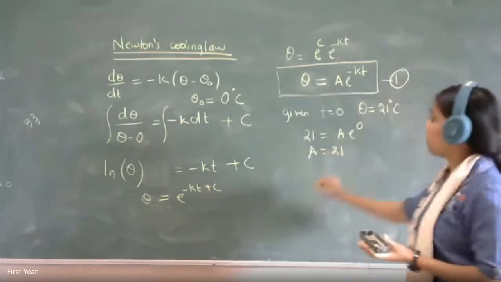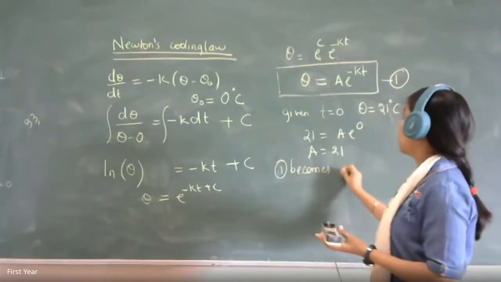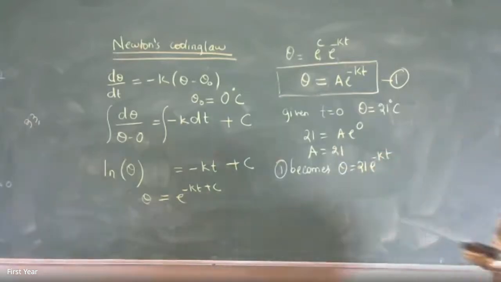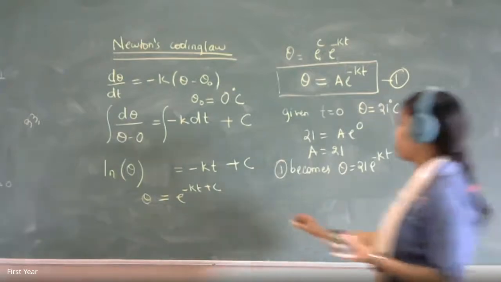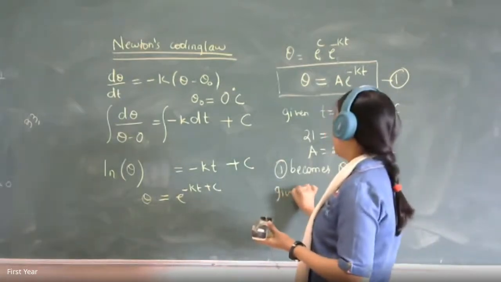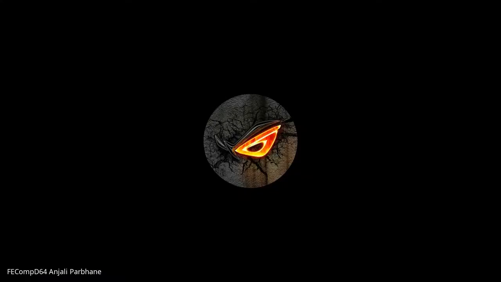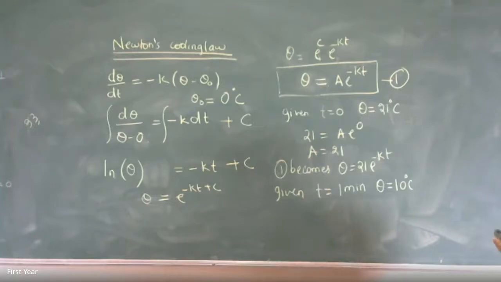Therefore, equation 1 becomes theta is equal to 21 e raised to minus kt. I have not found K, I found A, okay? Initial condition always gives me A, not K. Now the second condition. What is the second condition given? It is also given that after 1 minute, the temperature drops down to 10 degrees centigrade. The theta value becomes 10 degrees.